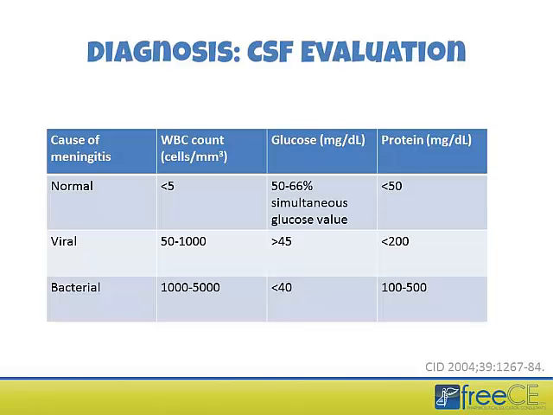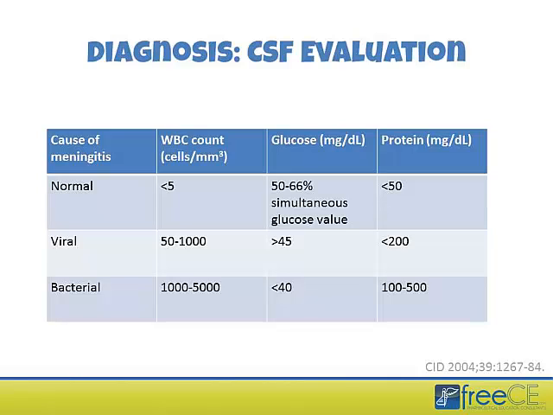In terms of glucose, this is in milligrams per deciliter. The important thing when you're considering the glucose is it really should be compared with a simultaneous serum glucose. The numbers that I have reported up there for you are the actual numbers for viral and bacterial, but I'll also tell you what you should look for in terms of the ratio. So normal is about 50 to 66% of the simultaneous glucose value. Let's say you have a patient who has a blood glucose value of 120, which is relatively normal for a fasting blood glucose. You would expect that the normal in a CSF evaluation would be right around 60, to make the math easy for myself.